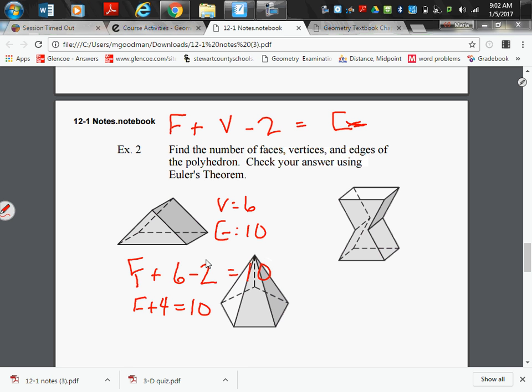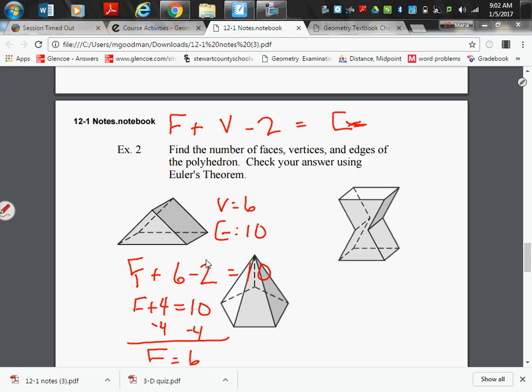Miss Hollifield, what will I do next? Subtract 4 from both sides of my equation. I agree. So I subtract 4. So F equals 6.